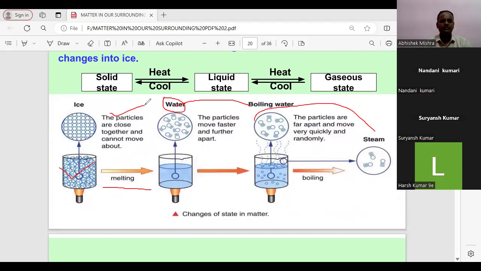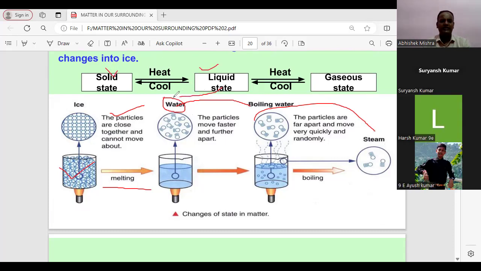If you are boiling the water, it is converting into steam. In ice, the particles are close together and cannot move. In water, the particles move further apart, and in steam the particles are far apart and move very quickly. Solid, if heated, is converted into liquid. If cooled, liquid is converted back into solid. Liquid, if heated, is converted into gas. Gas, if cooled, is converted into liquid. So these are the different changes of the states of matter.